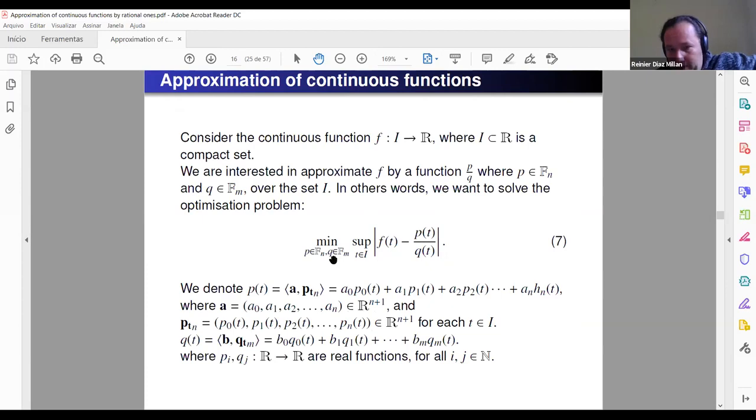So what you are doing is a projection of the function f with respect to the infinity norm. This supremum is on t. This is the minimum over every p and q of the infinity norm. The infinity norm is the supremum for t in I of the differences that you have there in absolute value.